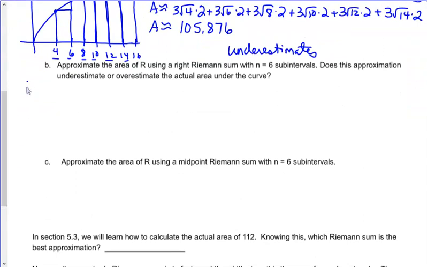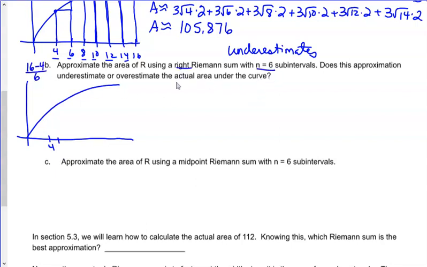Okay? Now, I'm going to do this same thing, but this time I'm going to do a right Riemann sum. So I'm going to go from 4, and again, if I do 16 minus 4 all over 6, because I want 6 subintervals, this time we're doing a right Riemann sum. This is still going to be every 2, so I have 4, 6, 8, 10, 12, 14, 16.